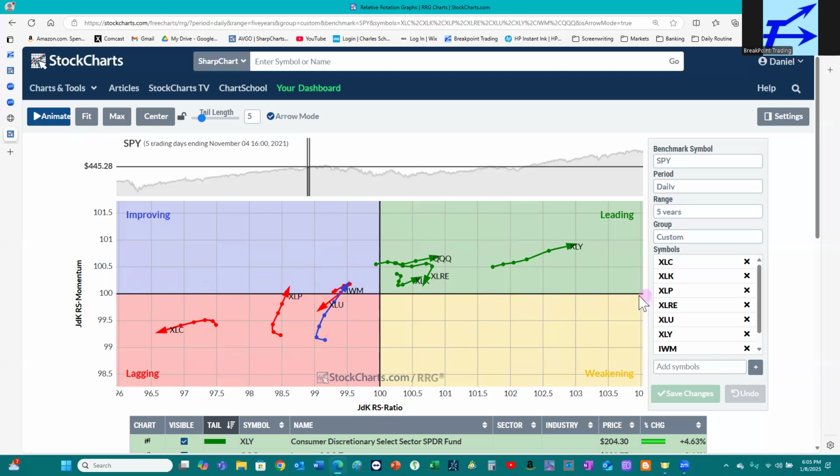Now, the center line that goes horizontally across is momentum. Everything above that line has greater momentum, and everything below that line has less momentum. So clearly you want to be in the upper right, but even the lower right is okay. You do not want to be in the lower left, which is lagging. Right now we have it set at November 4th, 2021. I'm going to move this as we go along and watch how these things change.